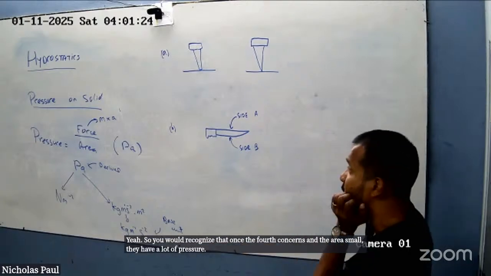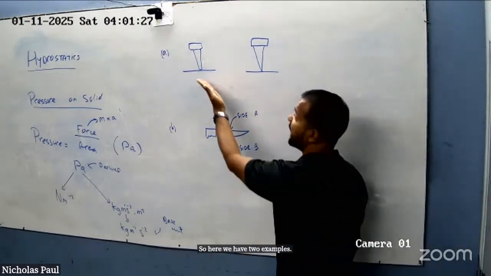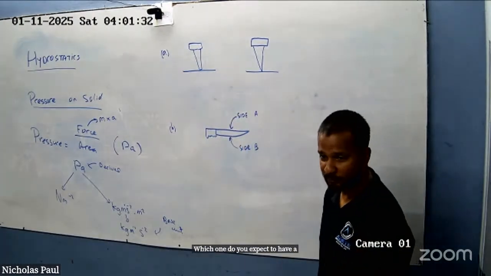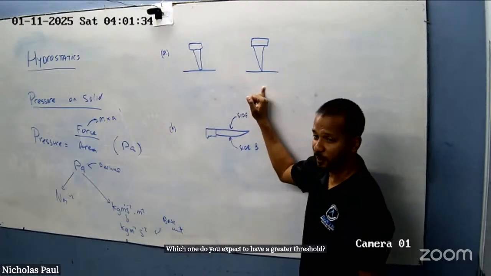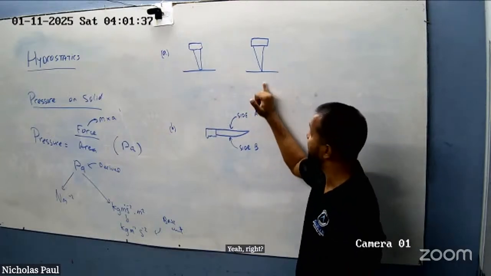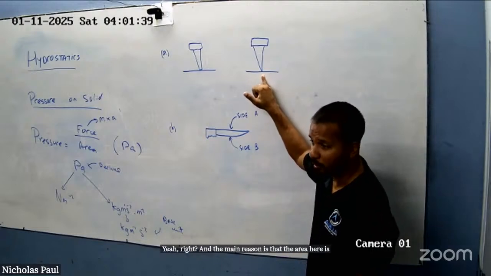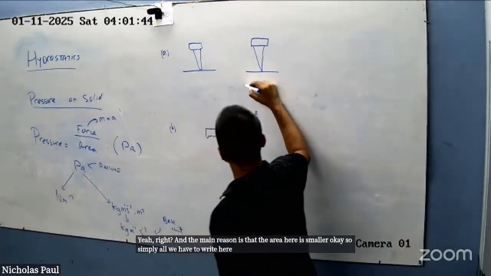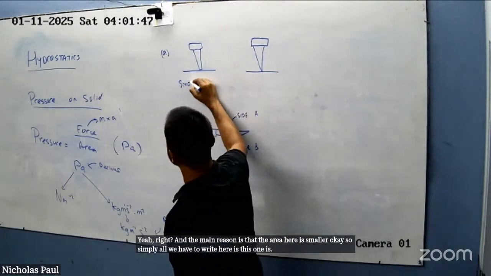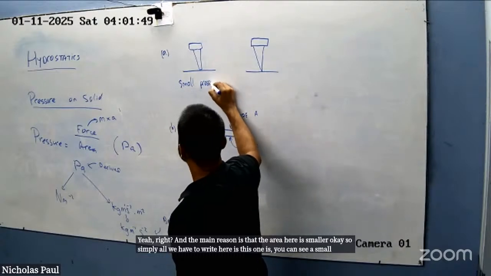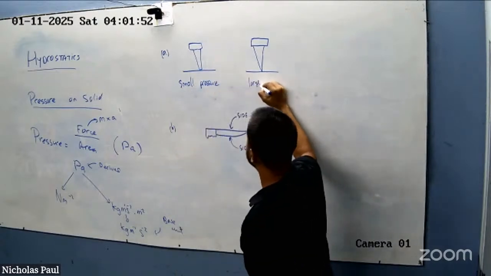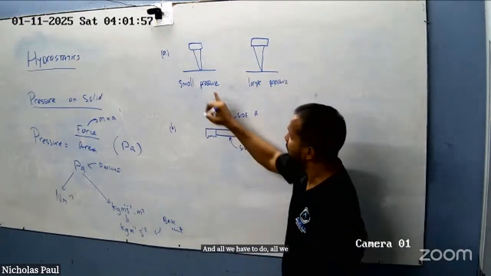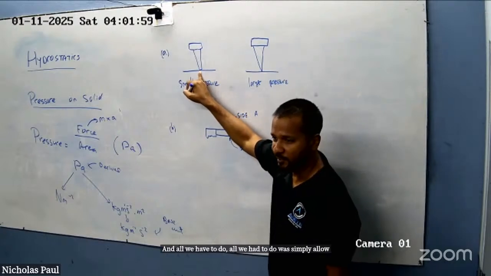So here we have two examples. We have a dull nail and a sharp nail. Which one do you expect to have a greater pressure? First one or second one? Here, right? And the main reason is that the area here is smaller. So simply all we have to write here is this one is small pressure, and of course, here is your larger pressure. And all we had to do was simply allow the surface area to be smaller.